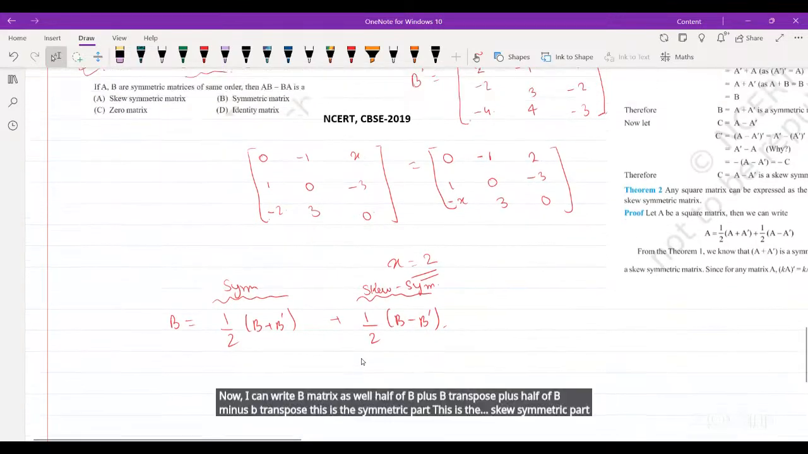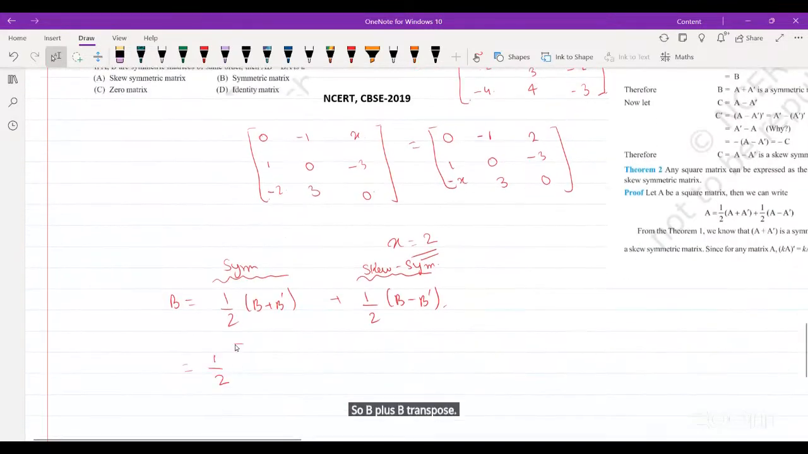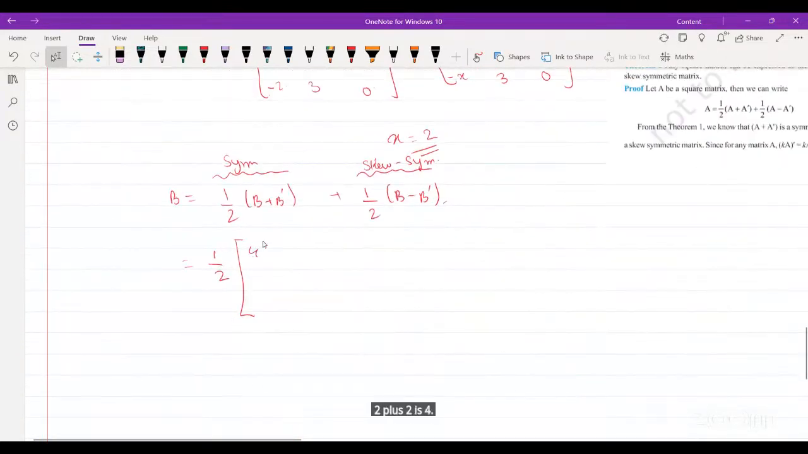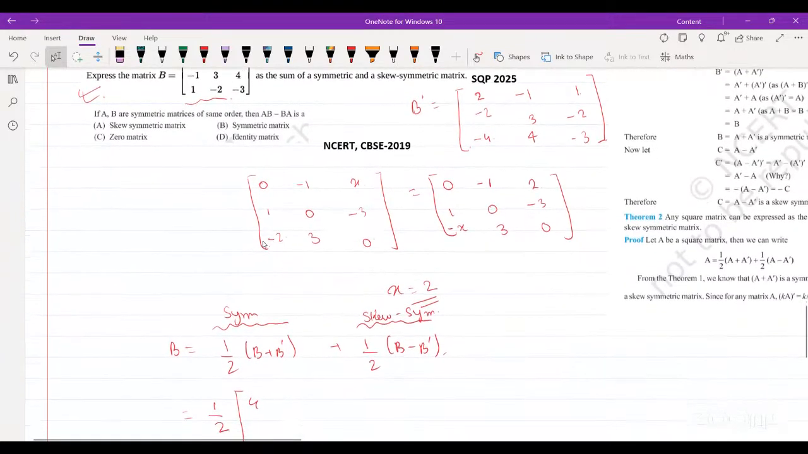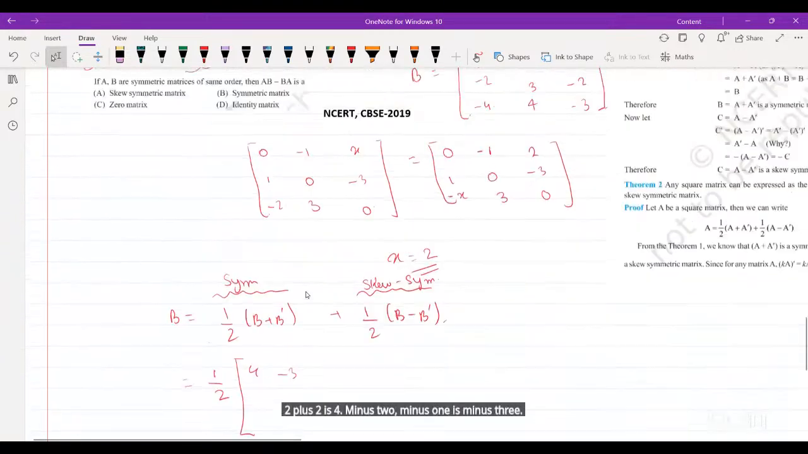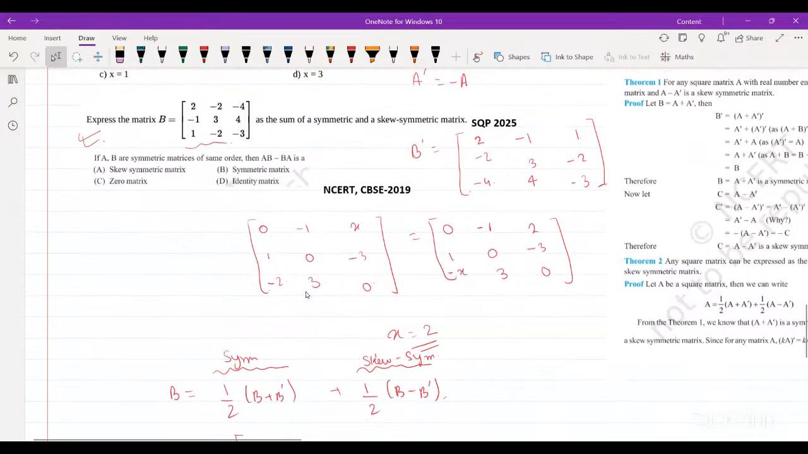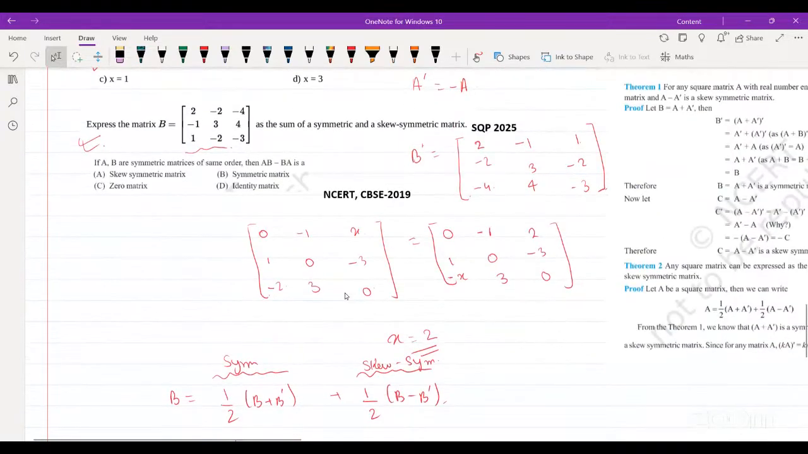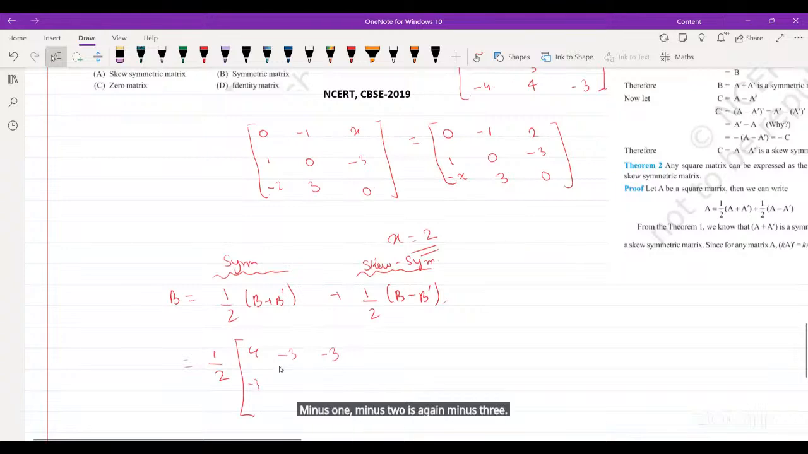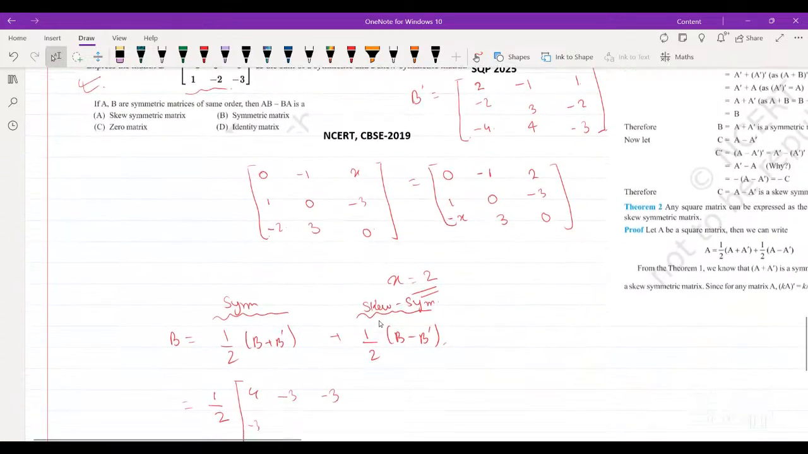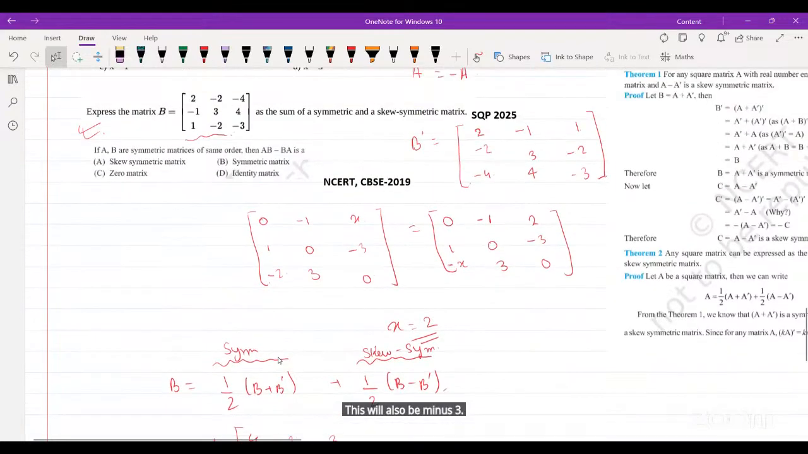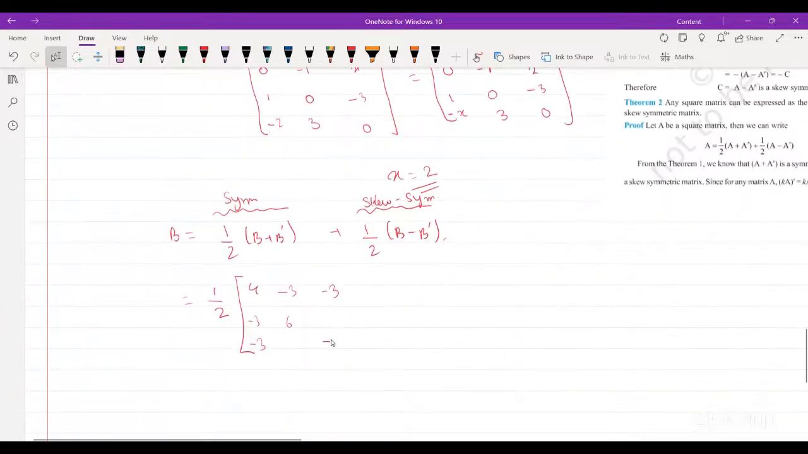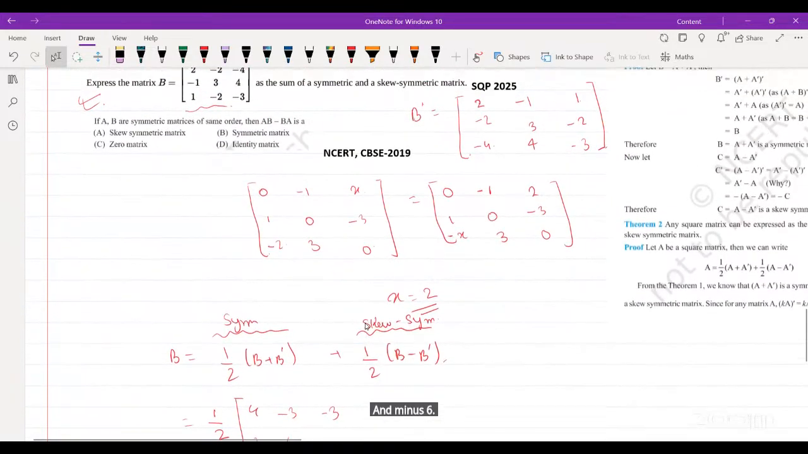So B plus B transpose: 2 plus 2 is 4. Minus 2 minus 1 is minus 3. Minus 4 plus 1 is minus 3. Minus 1 minus 2 is again minus 3. This will also be minus 3. 3 plus 3 will be 6. And minus 6. 4 minus 2 is 2.